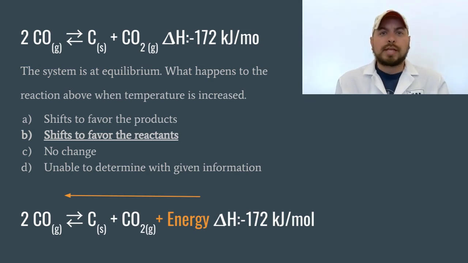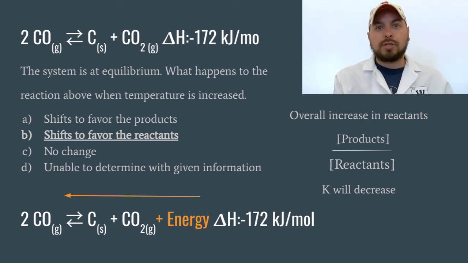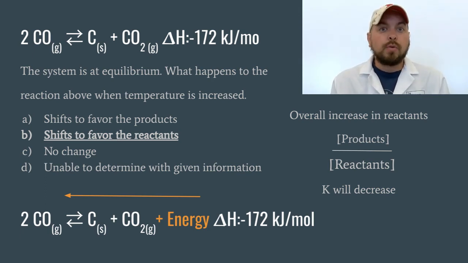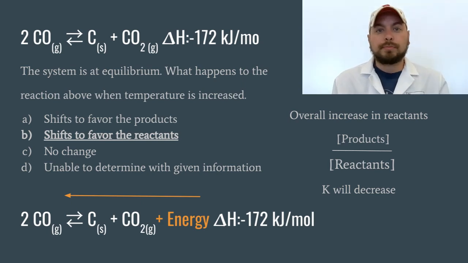So what effect would this have on the K value? Well, if we increase the temperature of this exothermic process and shift everything to the left towards the reactants, what we're going to do is decrease our K value. The K value is going to become smaller, and it's going to become smaller because our products go down and our reactants go up.